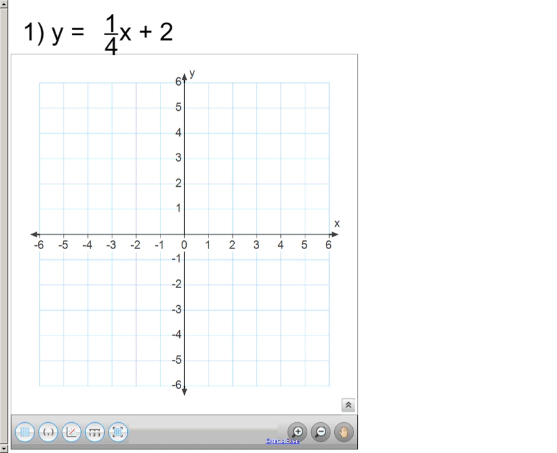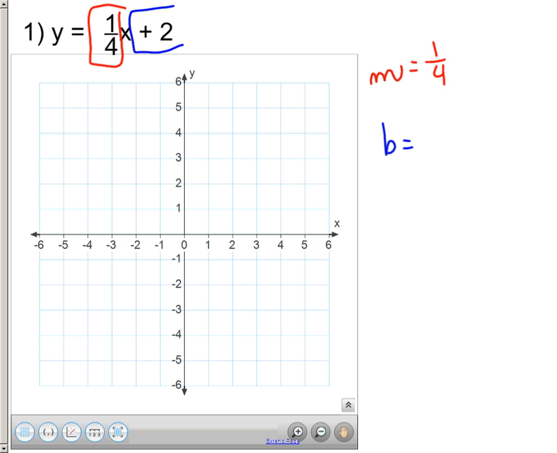Okay, so what is my slope? The slope is always the number sitting in front of the x. So my slope is 1/4. Please do not call it 1/4 x. The x is not part of the slope. We just use that as a marker of, hey, the number in front of the x, that's our slope. Now, what is our y-intercept that we represent with the letter b?